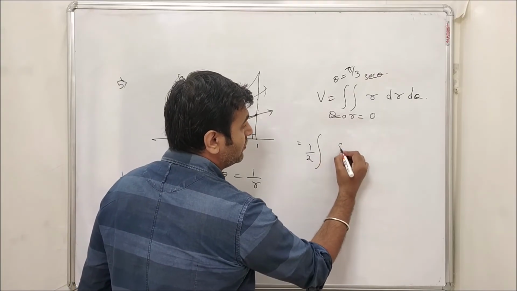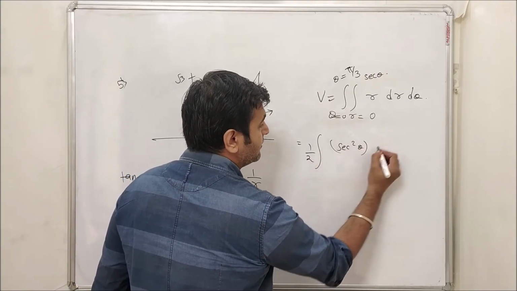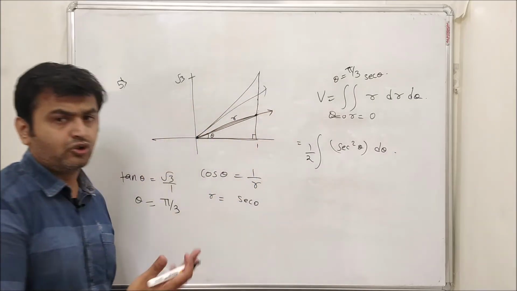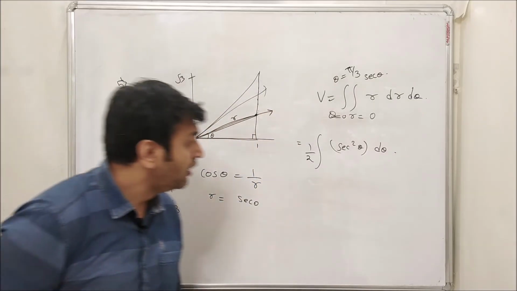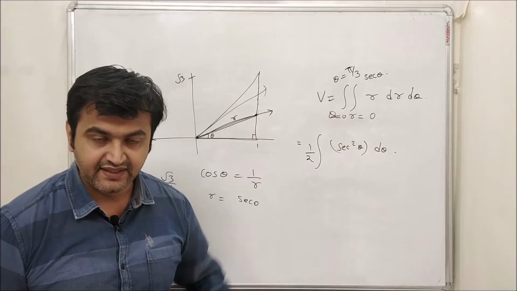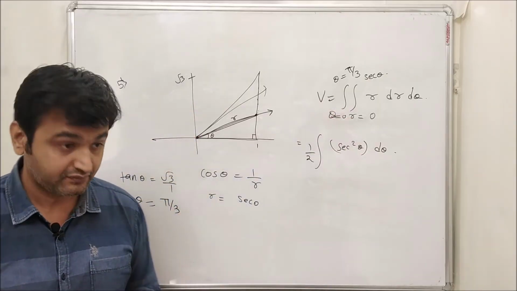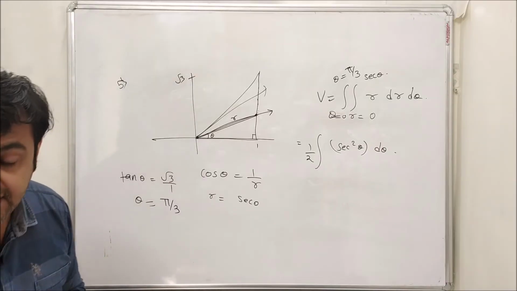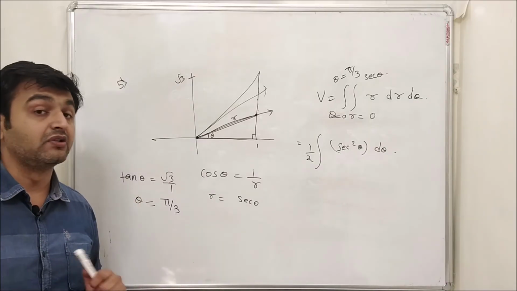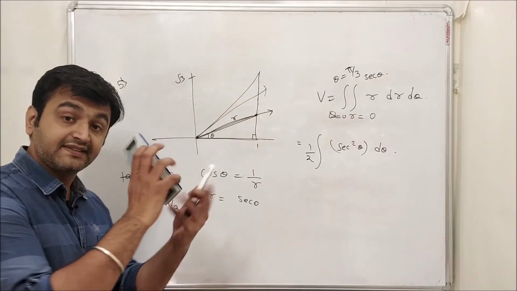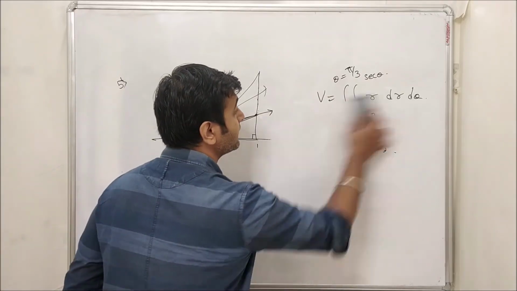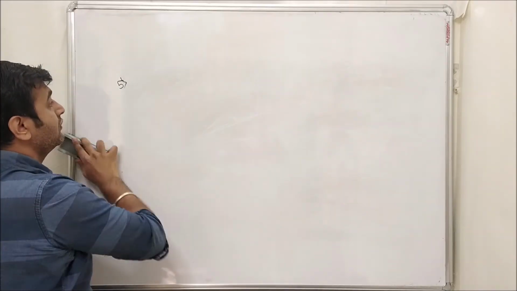This is 1 by 2 sec square theta d theta. You know what is the integration of sec square theta? It's tan theta, right? Because derivative of tan is sec square, so you have tan theta, and you can solve this. So whenever you see straight lines, trigonometry will come into the picture. Now let me reverse the triangle. Let me take the other side of the triangle, and see what all will be the changes.